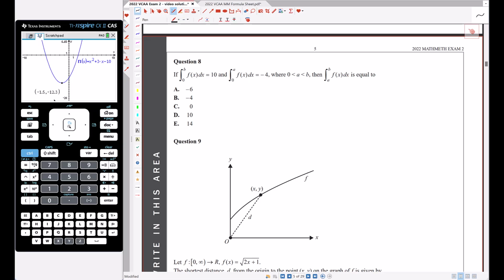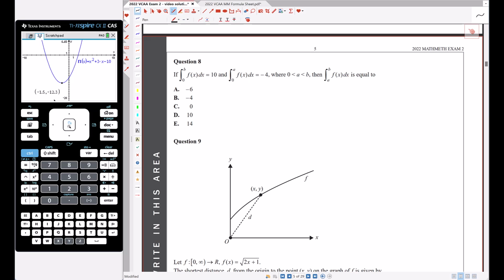Question 8. If the integral of f of x from 0 to b is 10 and the integral of f of x from 0 to a is negative 4, where 0 is less than a, which is less than b, then the integral from a to b of f of x is.